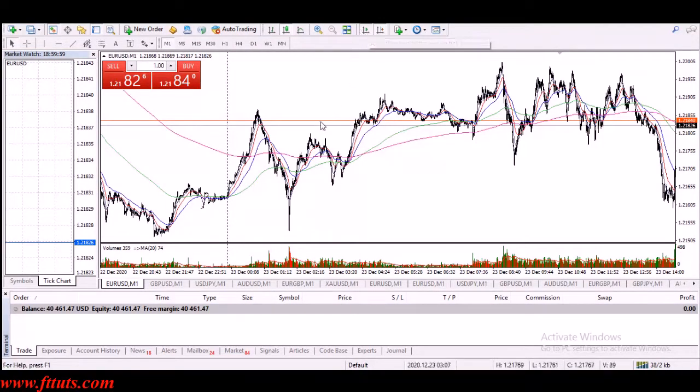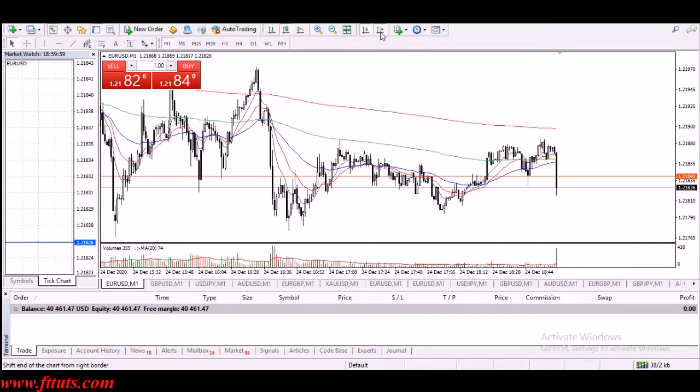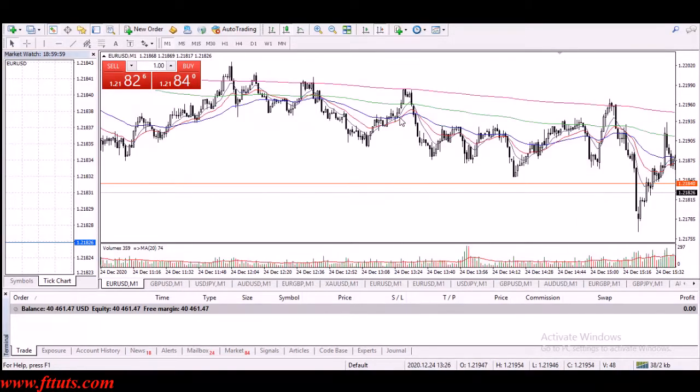So now I'll be going much further into trading secrets, revealing much more advanced details. So I'll be removing this one.